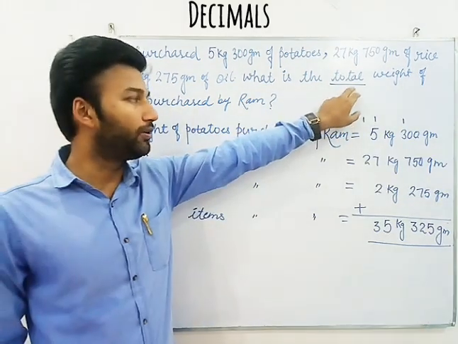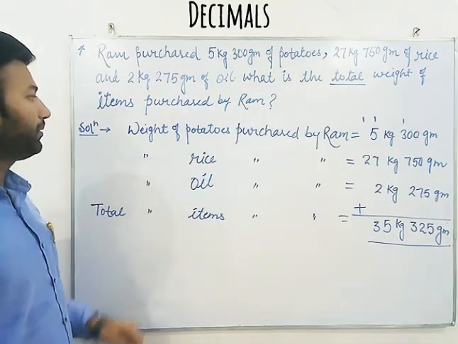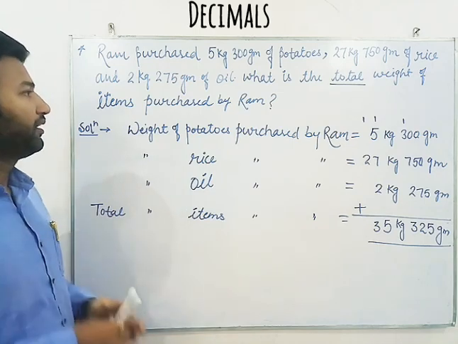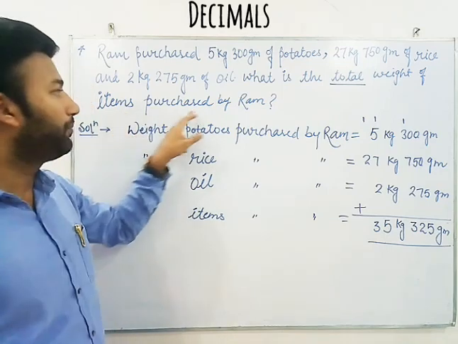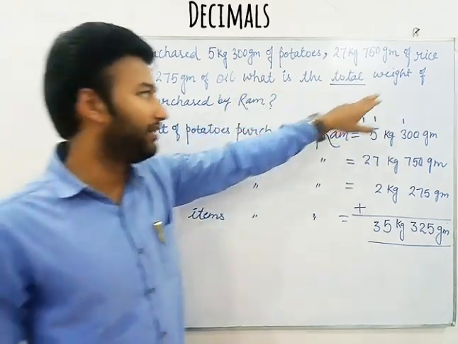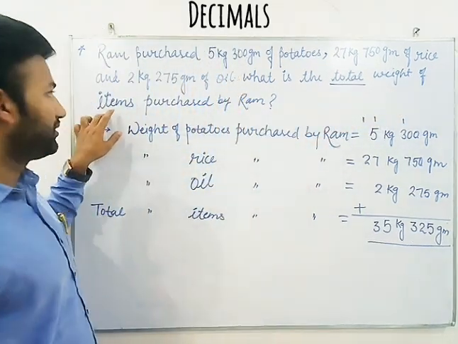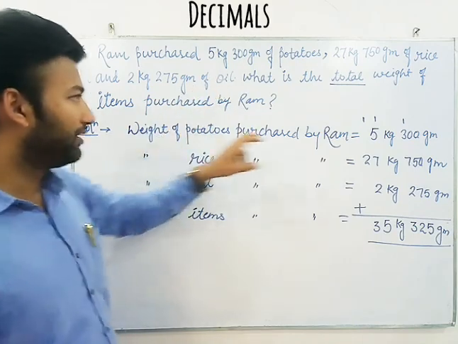Total. Here total means addition. You have to find the addition. So first we will write a statement. Statement making is so easy. Here you have to find what is the total weight of items purchased by Ram. So we will write a statement according to the last line. See how. What is the weight of items? Items are potato, rice and oil. So we will write a statement like this.